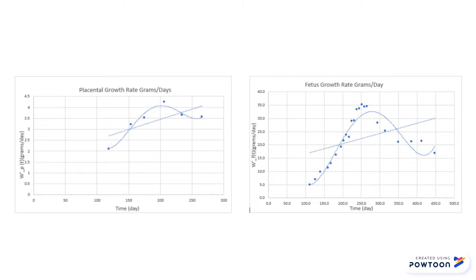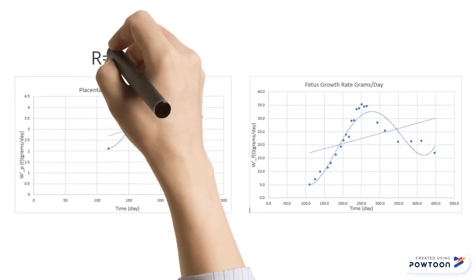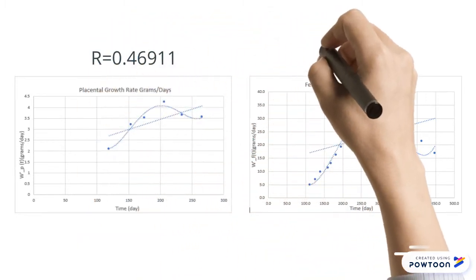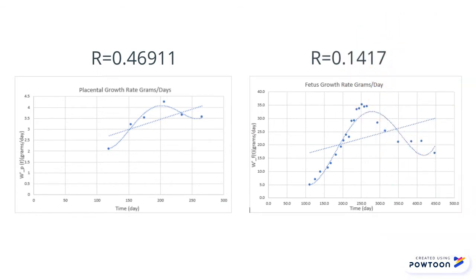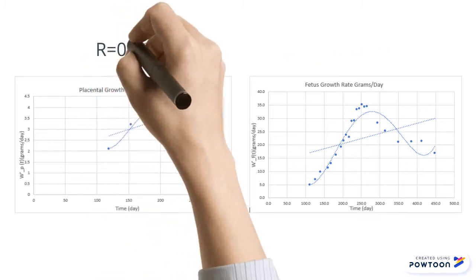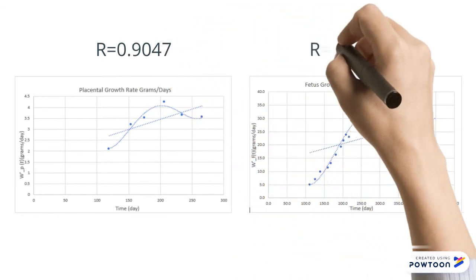We found the trend lines for the placenta and the fetus separately in the first degree and in the fourth degree. As you can see, the first degree trend line was not very accurate. It gave us an r-squared value closer to 0, meaning it is not an accurate representation of the points. Fortunately, the fourth degree trend line was very accurate, with an r-squared value closer to 1.